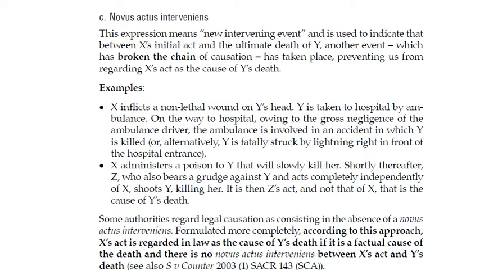So the accident is the novus actus interveniens. It is an act that has intervened. The person was on their way to the hospital because you broke a bottle on their head. Do you understand what I'm trying to say?